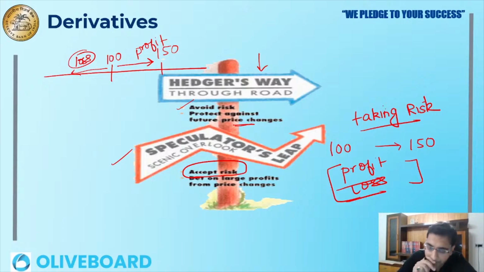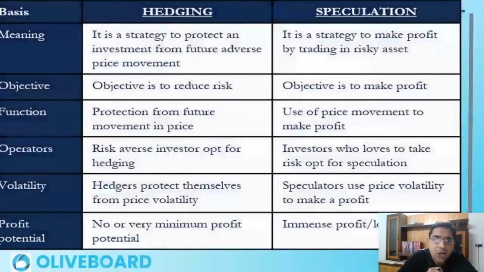Now the third category, the smartest one. But first of all, let's look at the differences between hedging and speculation. Hedging is a strategy to protect the investment from adverse price movement, because here we are protecting ourselves from the price movement. In speculation, we are making profit by taking risk in risky assets. The main purpose of hedging is to reduce the risk. In speculation, the main thing is to make profit.